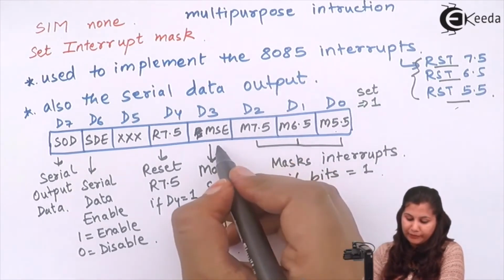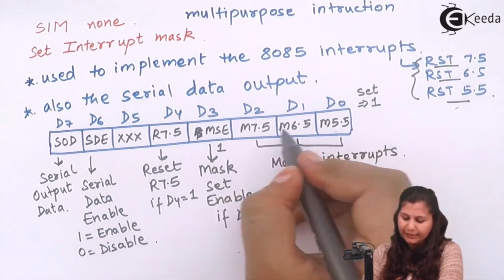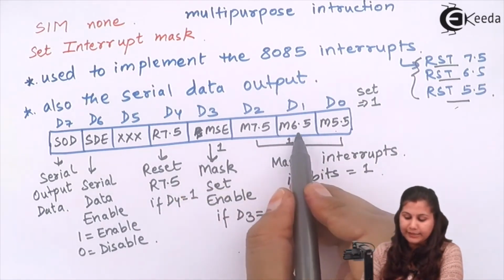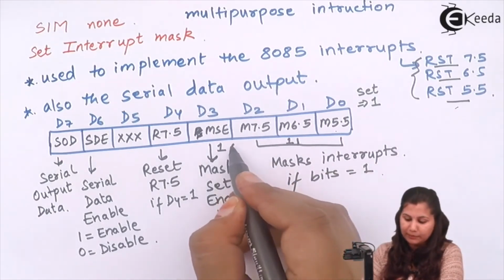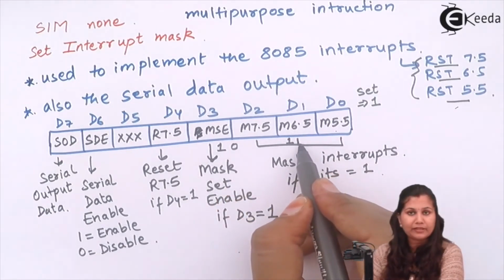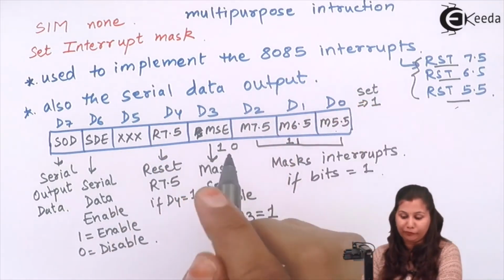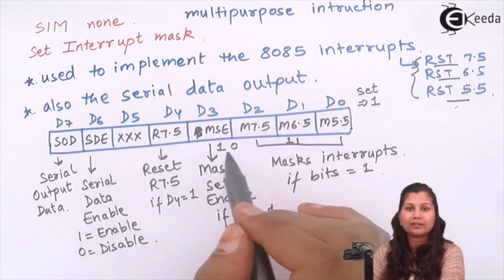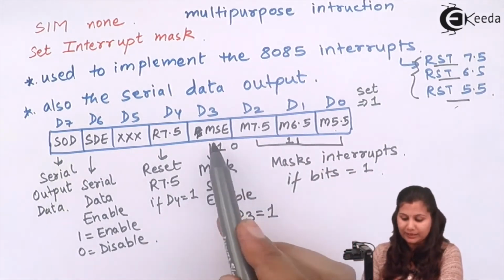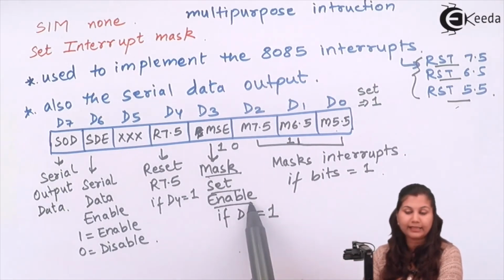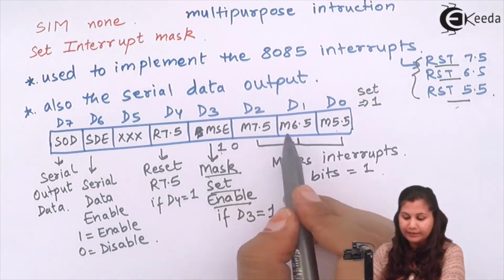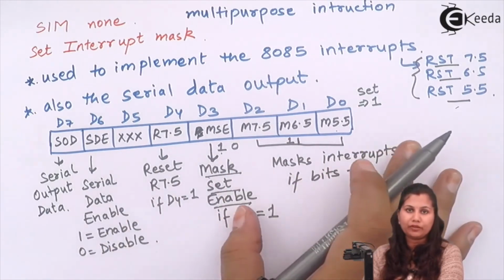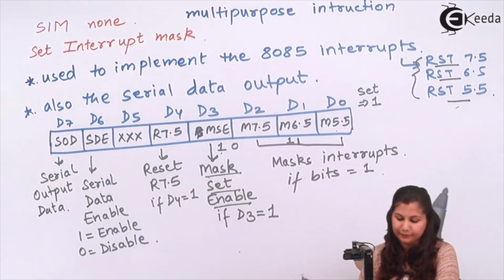Now if this bit is 1 and any of these bits, suppose D1, is 1, then 6.5 will be masked. If this bit is 0 and 6.5 is 1, then no operation will be performed because this bit is 0. This bit has to be 1 if the masking operation has to be performed. That is why this bit is known as mask set enable. If it is 1, then only the masking operation will be performed. If it is 0, then no masking will be done.